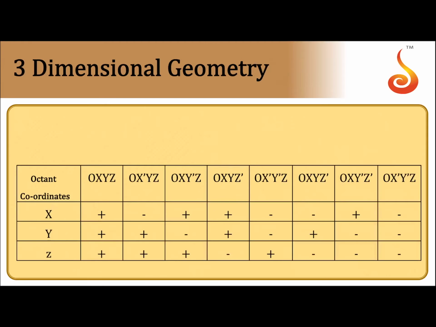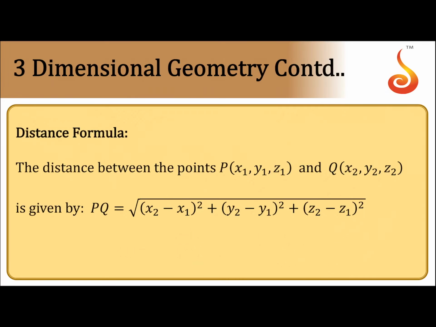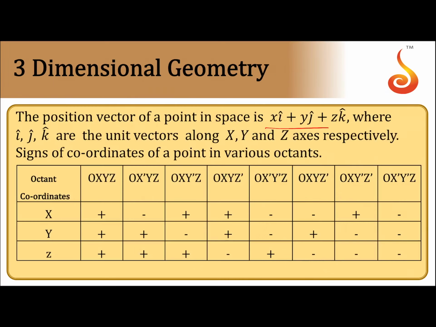And coming to the next one, 3-dimensional coordinate geometry. The position vector of a point in space is written as xi plus yj plus zk. Any point can in general be written as x comma y comma z, where i, j, k are the unit vectors along the coordinate axes.